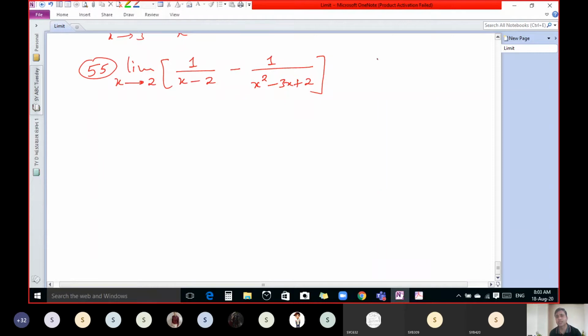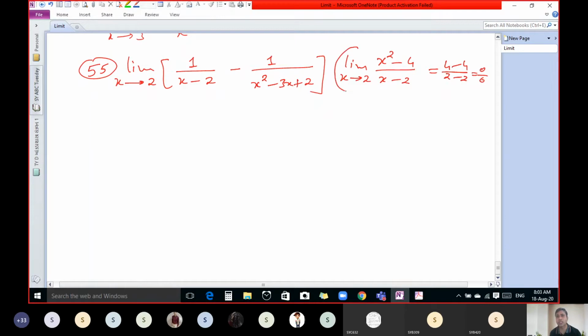Like if this is our question, x square minus 4 upon x minus 2, limit x tends to 2, x square minus 4 upon x minus 2. If this is the question, then if we put 2 here, we get 4 minus 4 upon 2 minus 2, and we get 0 by 0.